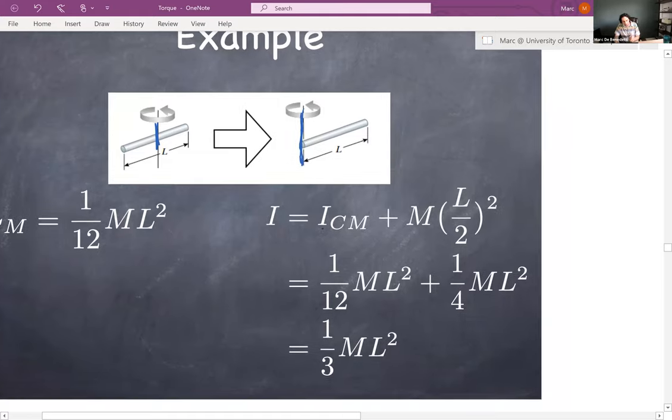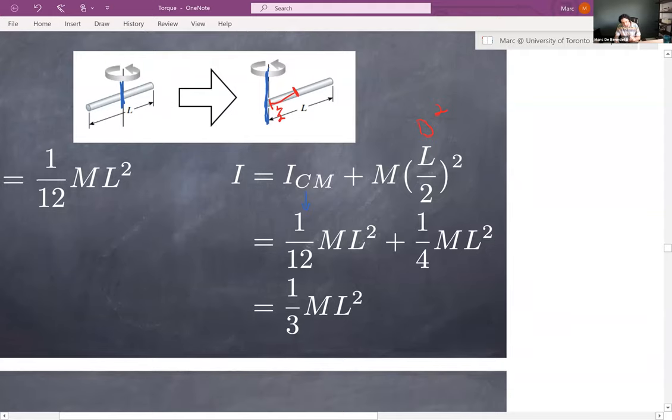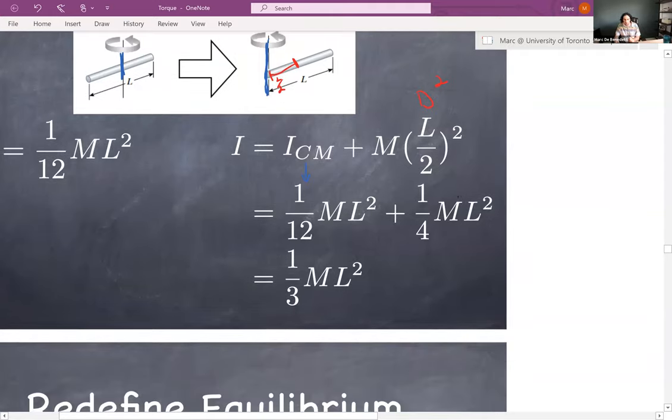Well, it's going to be the parallel axis theorem. We say it's going to be the moment of inertia about the center of mass, which is 1/12 ML squared, plus MD squared. And you remember D was actually half the length. Simplifying this, we get 1/4 ML squared. And 1/12 ML squared plus 1/4 ML squared is in fact 1/3 ML squared.